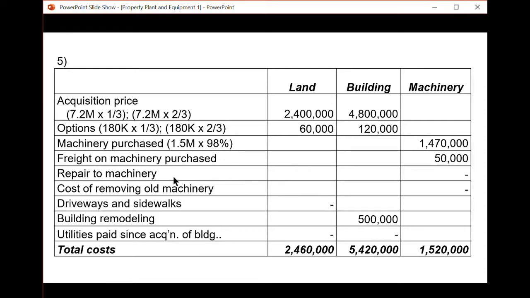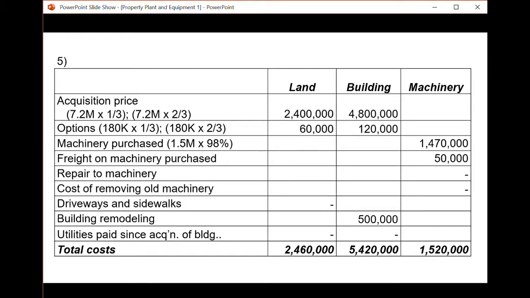Okay? So this is an old machinery. It's the previous machinery, and you don't add it to this new machine. And this removing of the old machine is not the decommissioning cost of this new machine. It does not pertain to a present obligation for this new machine; it's for the old one. So it's not included in this new machine. Then driveways and sidewalks.